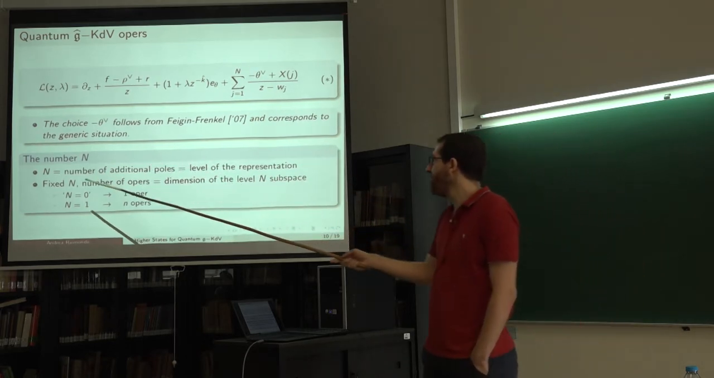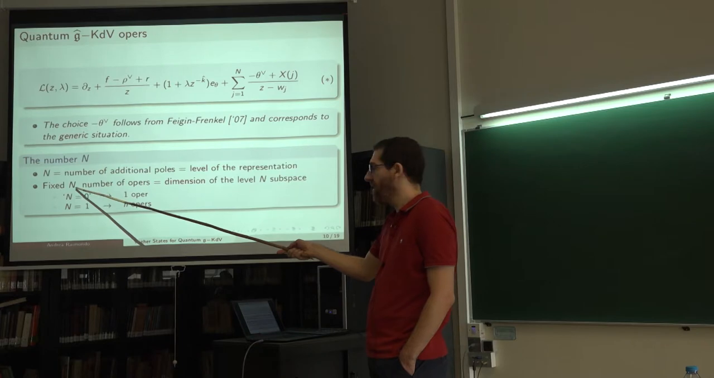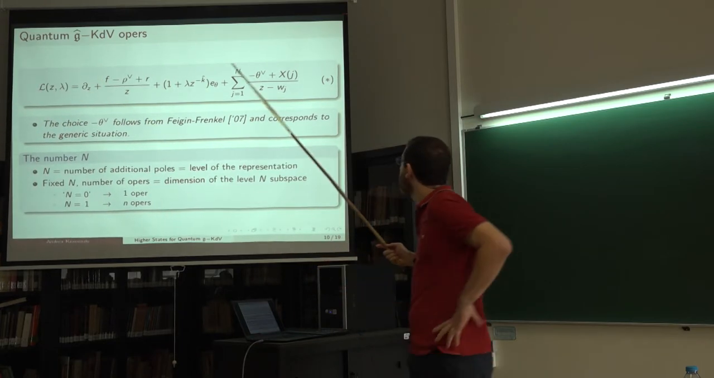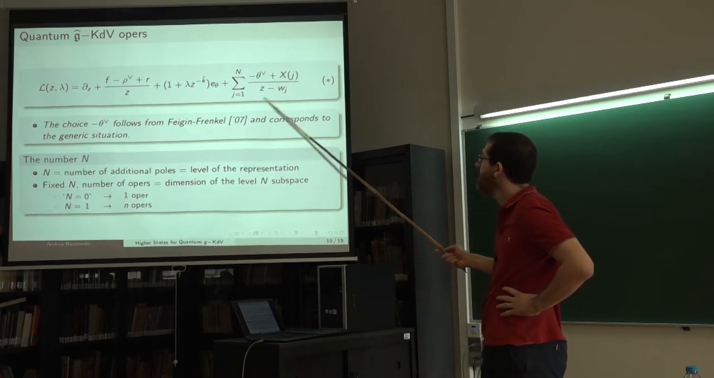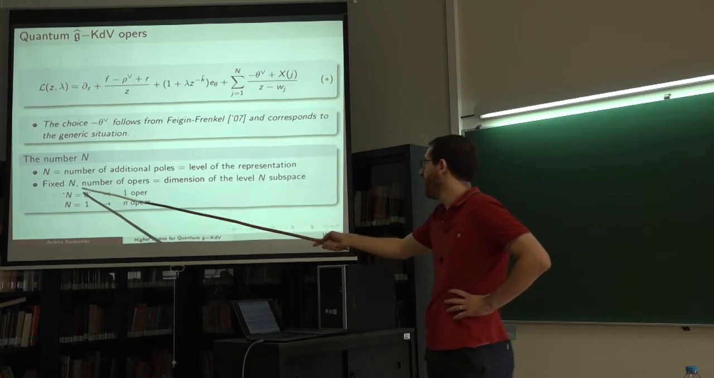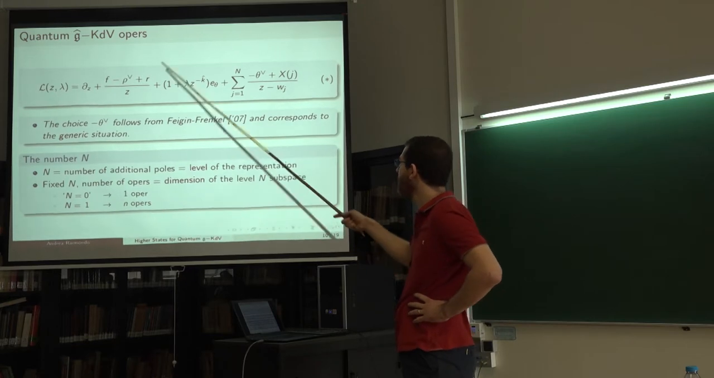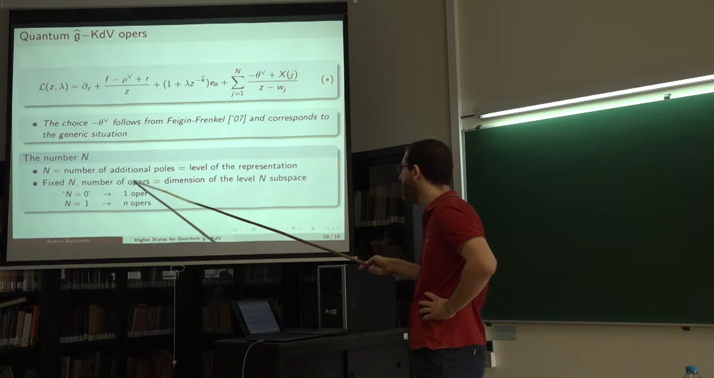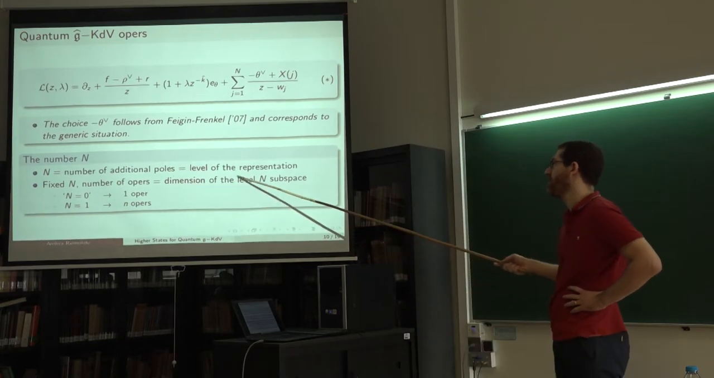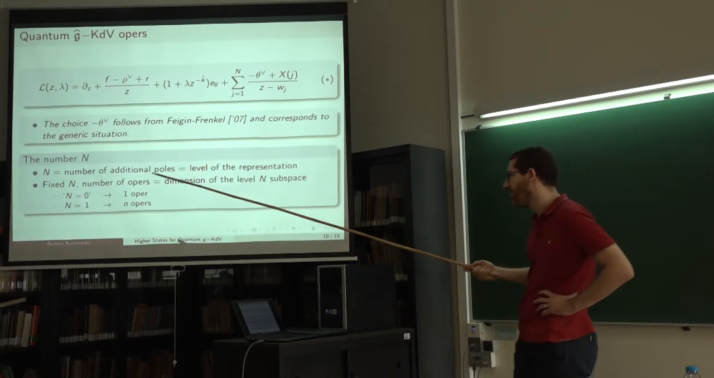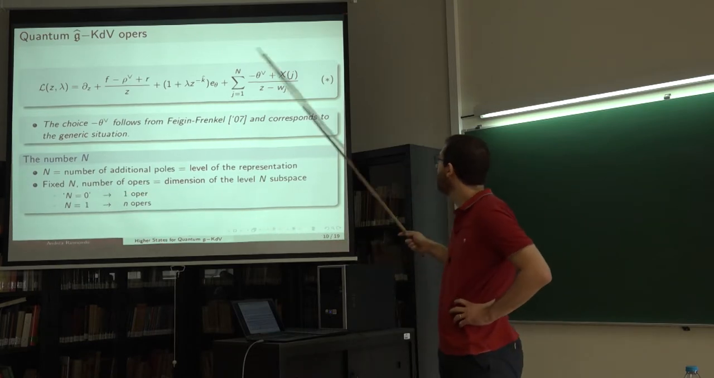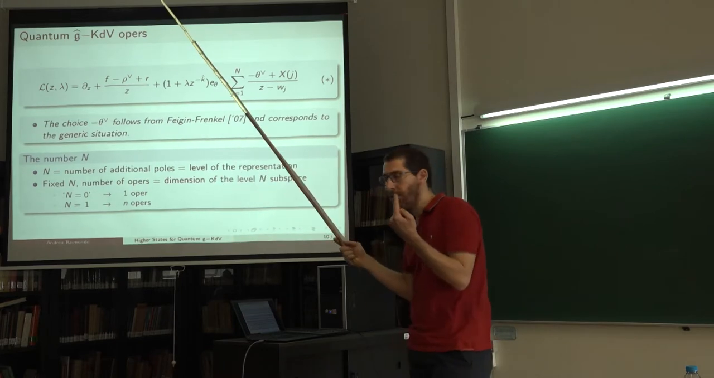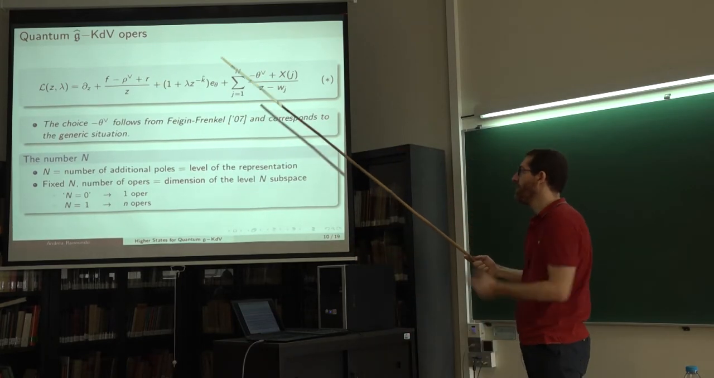And once you fix n and you impose trivial monodromy conditions here, then you have a number of opers satisfying these trivial monodromies. And the number of opers you find is expected to be the dimension of the Lebesgue subspace. So for n equal to 0, this part is not present, just one oper. And so the ground state is one-dimensional.